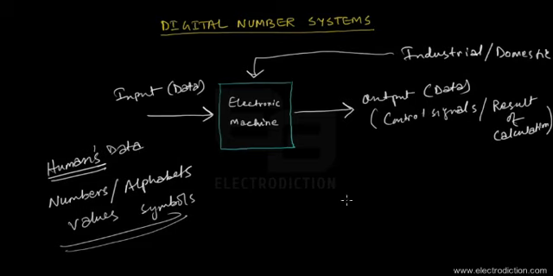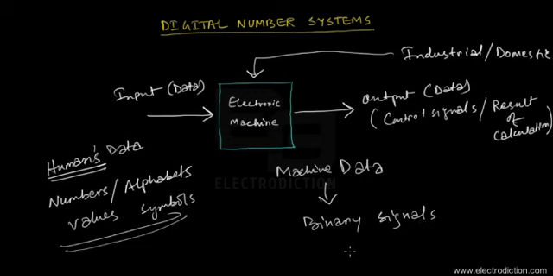Whenever we talk about machines, on the other hand, they understand basically one thing. Data in terms of machine language means only one thing: binary signals. There you go.